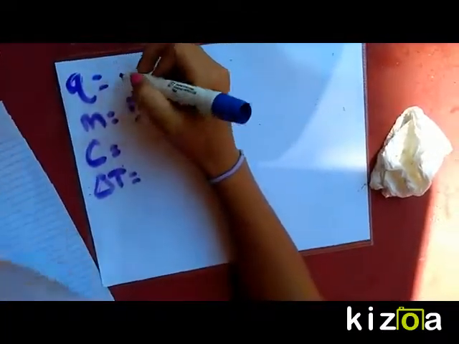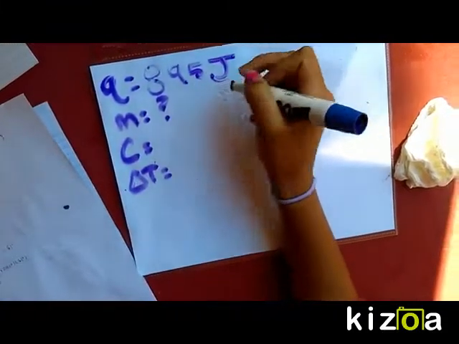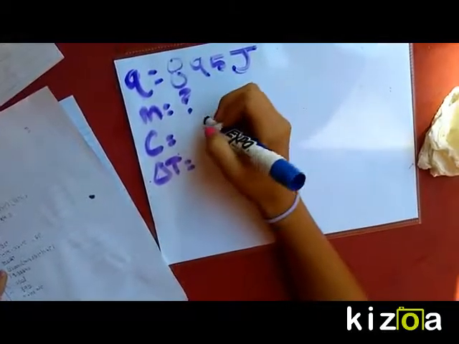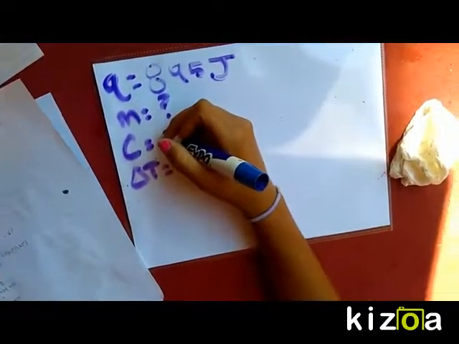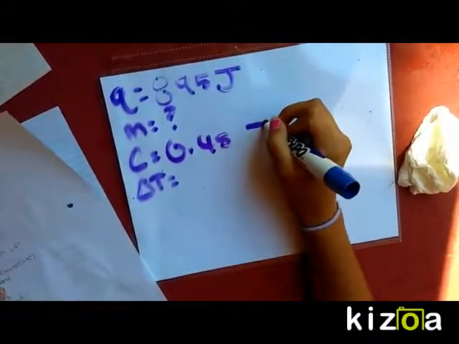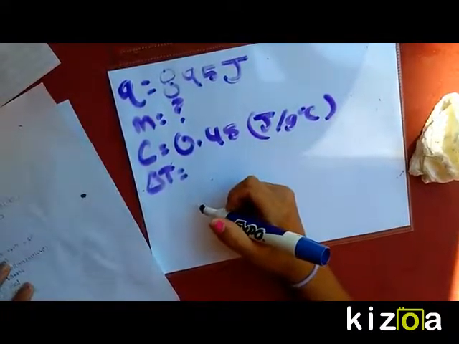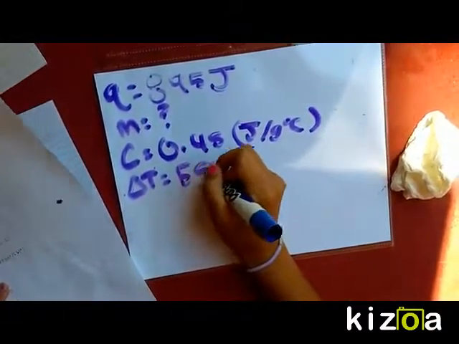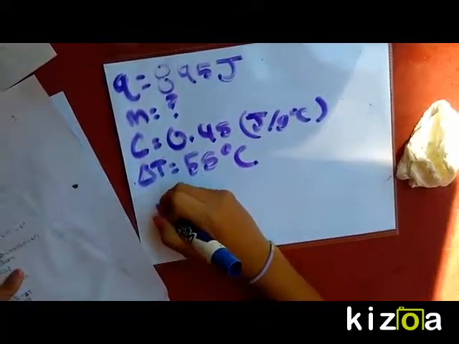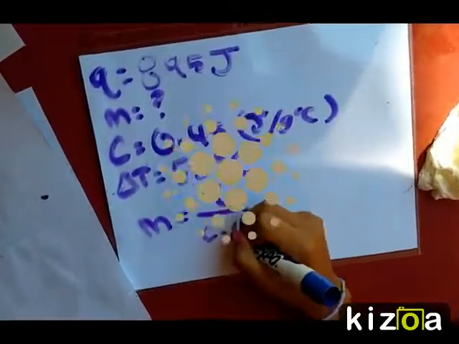Q is going to equal 895 joules, and then we're solving for M, the mass, and then the specific heat is going to be 0.45, and then triangle T is going to be 55 degrees Celsius, and our equation is going to be M equals Q over C times triangle T.